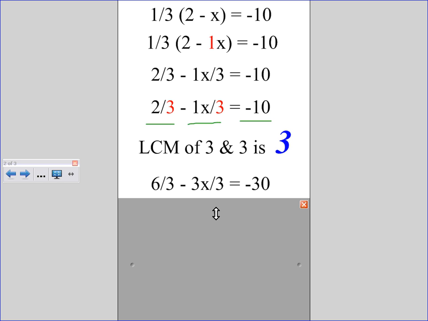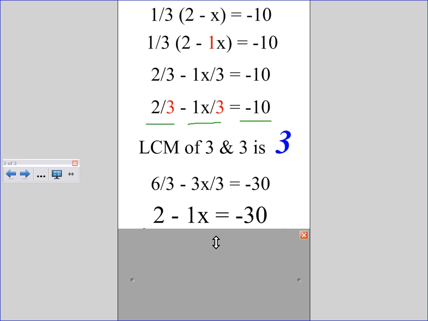Now hopefully, take a second here, digest what's going on, because hopefully you realize now what's happening. Doing this least common multiple method made my fractions reduce into whole values. 6 over 3 becomes 2. Negative 3x over 3 becomes negative 1x. And again, all of this is equal to negative 30. All I've got to do is solve my equation from here.